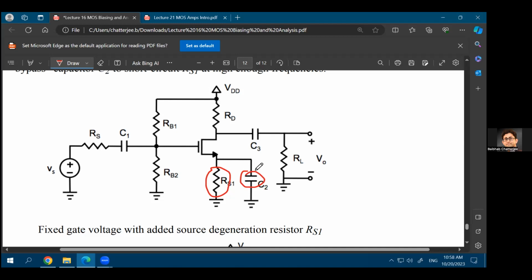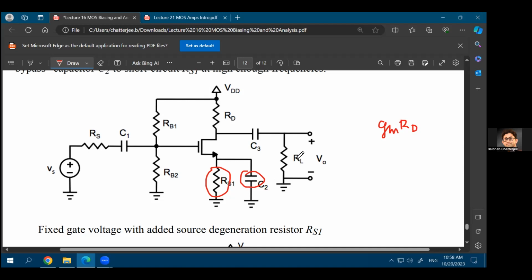But at AC frequencies, this capacitor will be a short. So for AC frequencies, the effect of this RS resistance will not even be there. So you'll get your gain of GM times RD. But at the same time, you have this negative feedback at DC, which means that your circuit will be much more robust. So you get the best of both worlds by including a bypass capacitor here. You do not lose on gain, but at the same time, your biasing is much better.